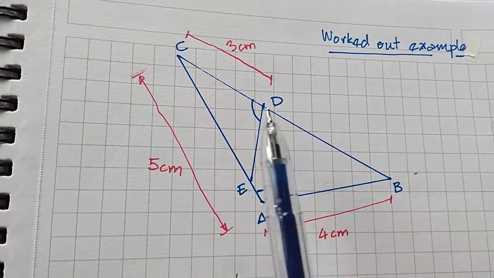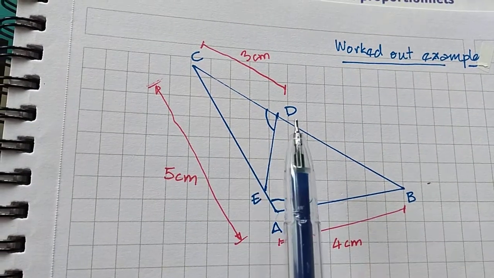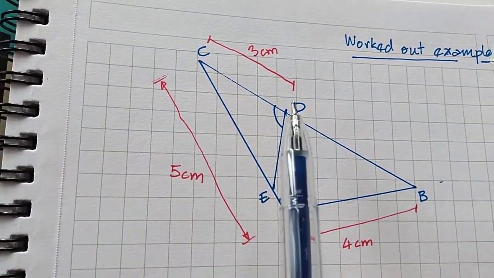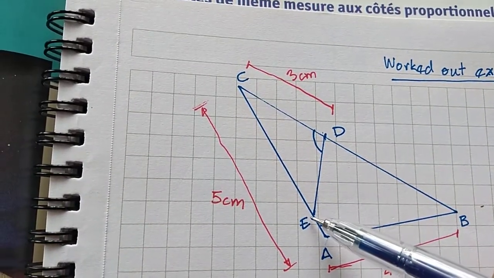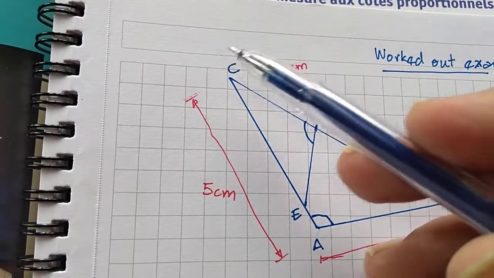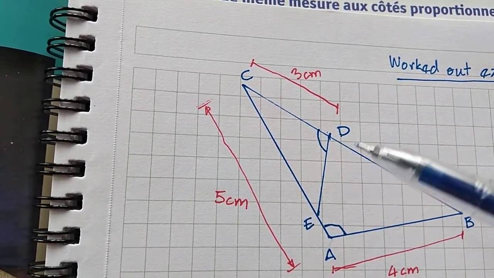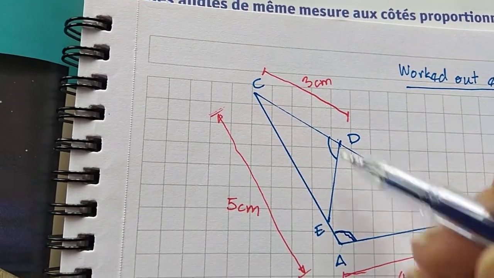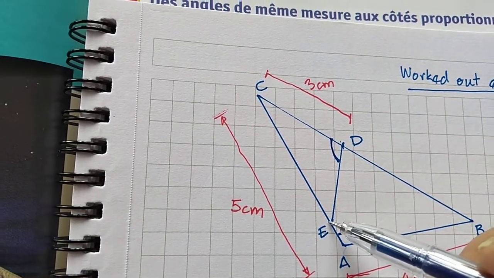Then I mark point D which is 3 centimeters from C and belonging to segment CB. So I mark this, and from point D I draw a line here which intersects CA at E, with this same angle as this. So I take this angle and I mark it there and I draw a line, and this is my point E.